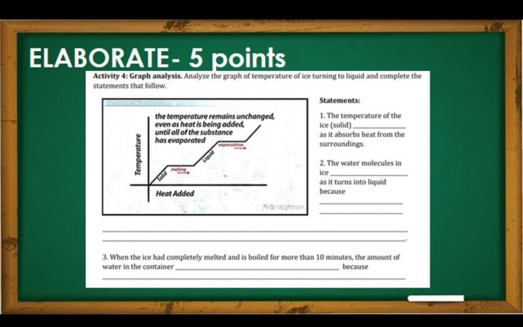For the next activity, activity number 4 entitled Graph Analysis, you have to analyze the graph of temperature of ice turning to liquid and complete the statements that follow. There are 3 questions for you to answer. Question number 1 is equivalent to 1 point, and questions number 2 and 3 are equivalent to 2 points each.